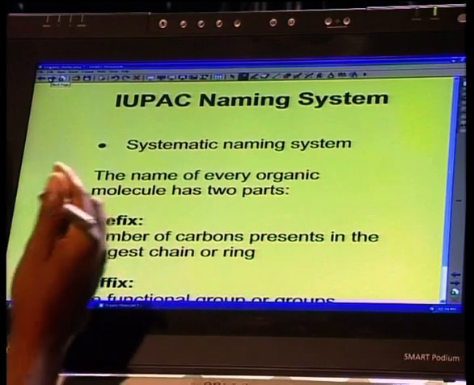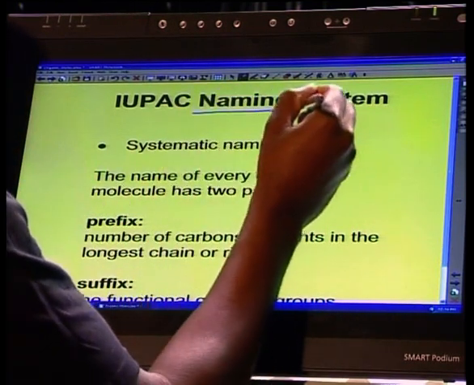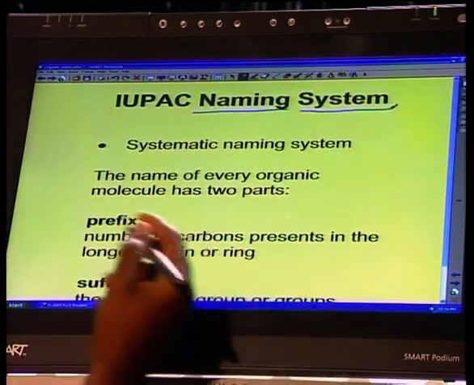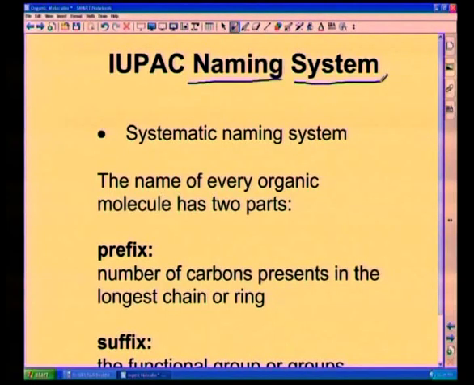Now, in organic chemistry, we do have a naming system. In other words, because carbon has the ability to make chains, long chain molecules, and rings of molecules, how do we name them? How do we differentiate one from the other? There is a system of naming them, and the name given to this system is IUPAC, the International Union of Pure and Applied Chemistry. And that system is used to name these molecules.